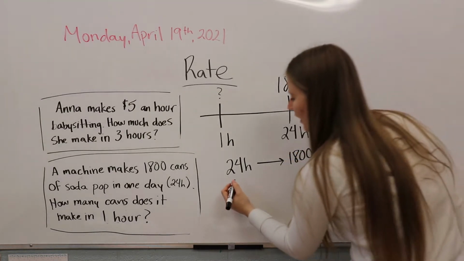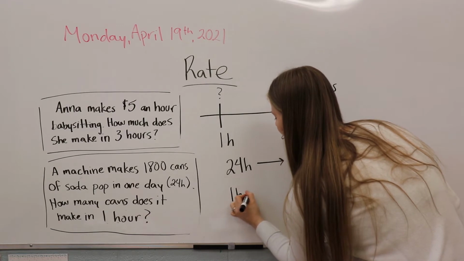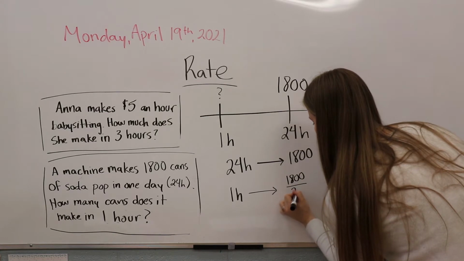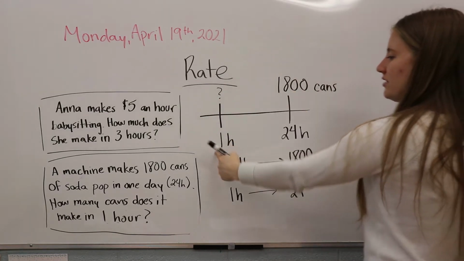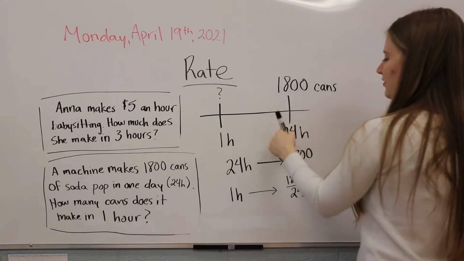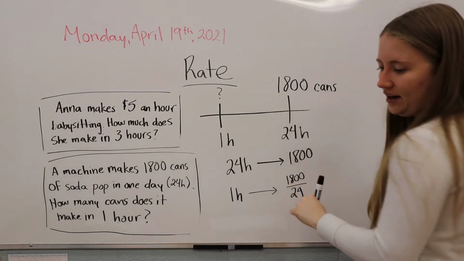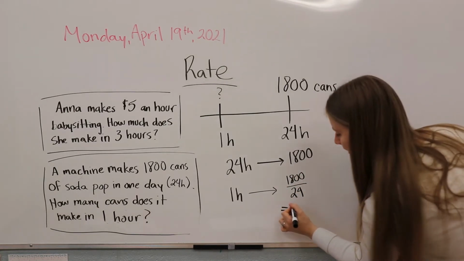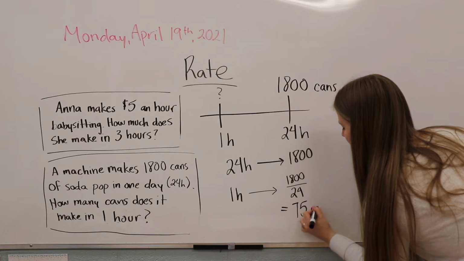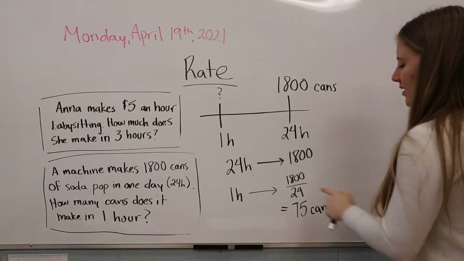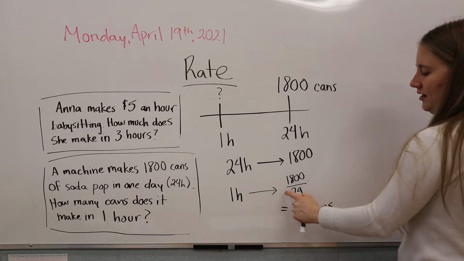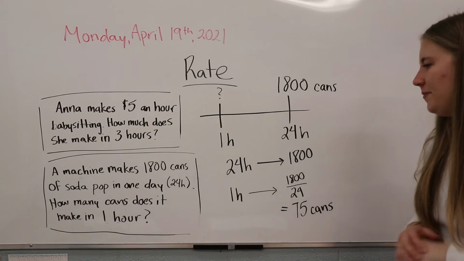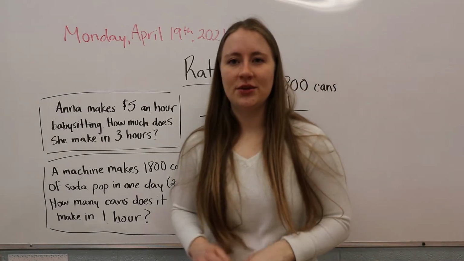Okay? And 1 hour then is 1,800 over 24. Because we're going down to find the unit rate, we have to divide. Okay? 1,800 by 24, which equals, okay, and we can do our equal sign because it's an equation, 75 cans. So remember that we can draw our division, because that's what's happening here, using our fraction line, and that'll help us. Okay? So there are those two examples.